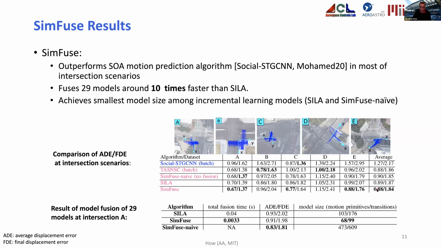in terms of ADE and FDE. And not only are we doing well in terms of performance, but also because of the way this is done, you can do it incrementally and run SILA, and you get pretty good times, but SimFuse is quite a bit faster. And like I said, it keeps the model size quite a bit smaller than SILA does, because there's a smarter way of combining things together. And again, the size will grow. We can't stop it from growing without a pretty significant impact on performance. But on the other hand, we can slow the growth down, and that's the key at this point.